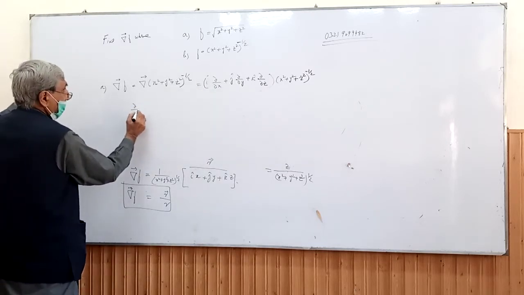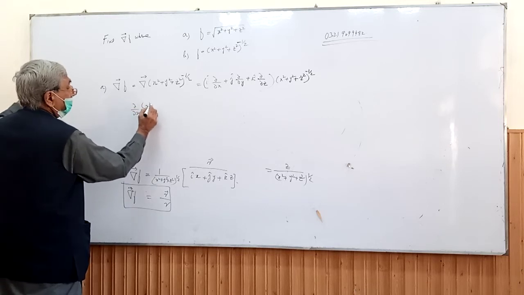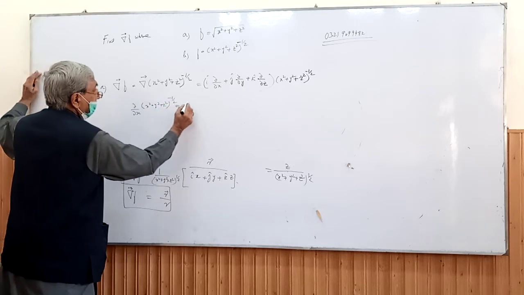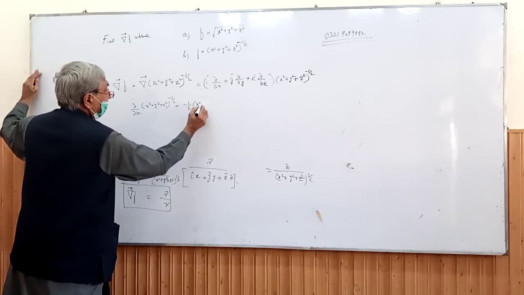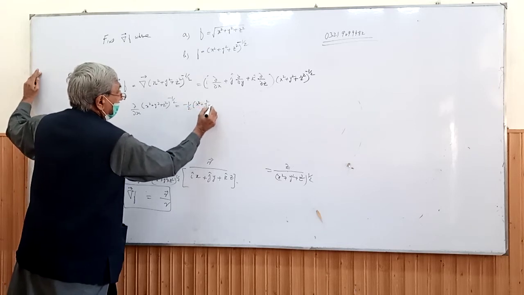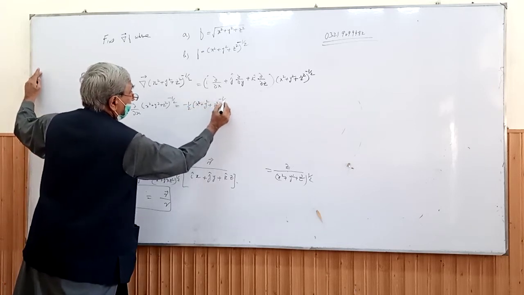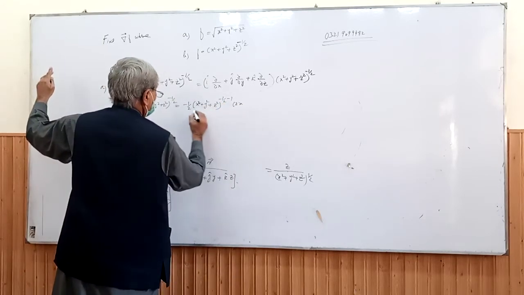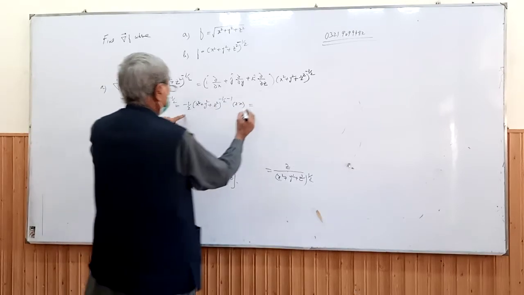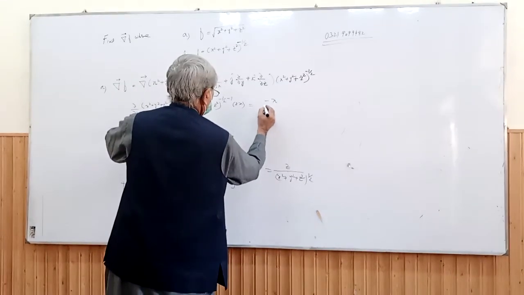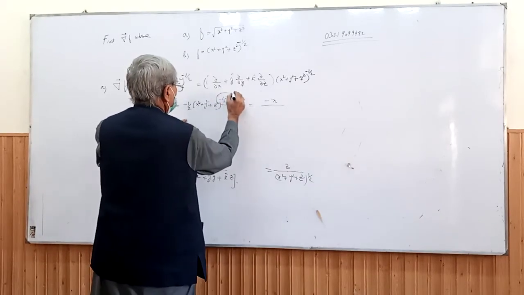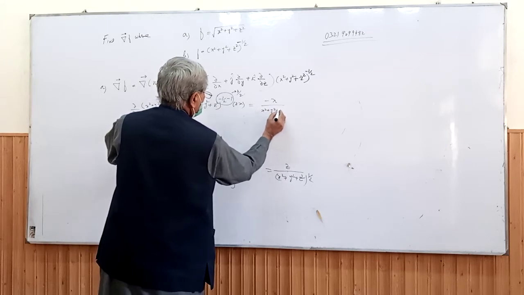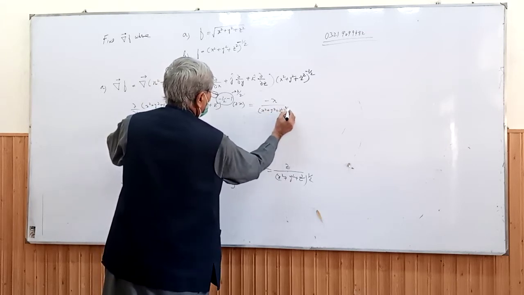Delta over delta x of (x square plus y square plus z square) raised to minus 1 over 2 is equal to minus 1 over 2 (x square plus y square plus z square) raised to minus 1 over 2 minus 1 into the derivative of this, which is 2x, and that will give me minus x divided by (x square plus y square plus z square) raised to 3 by 2, as the power becomes 3 by 2.